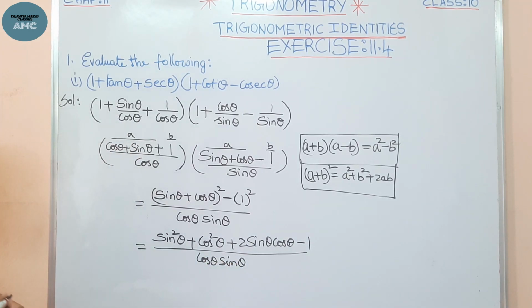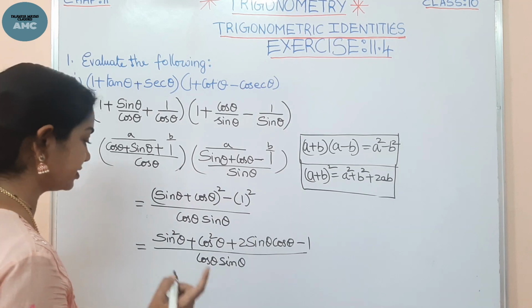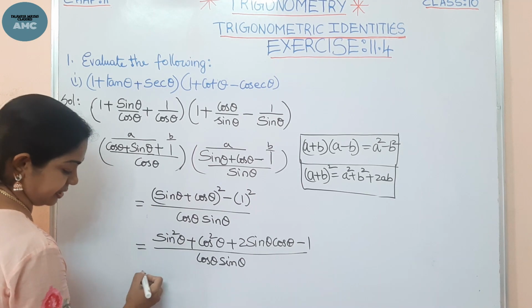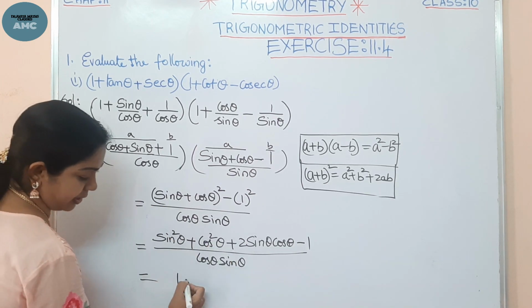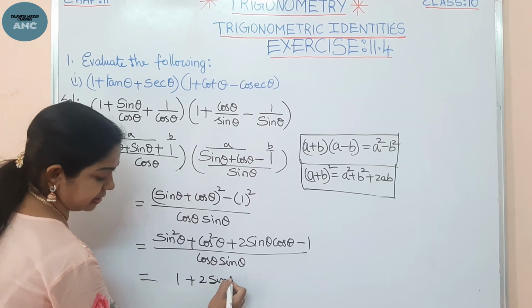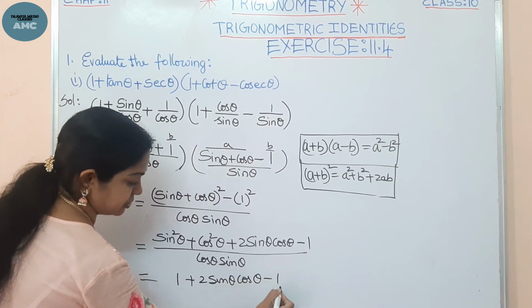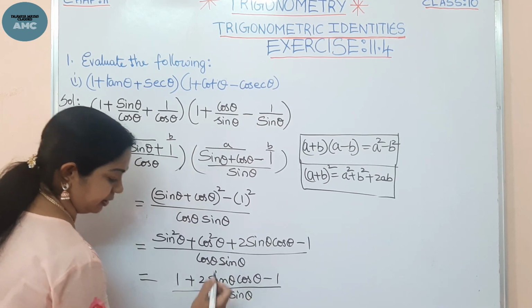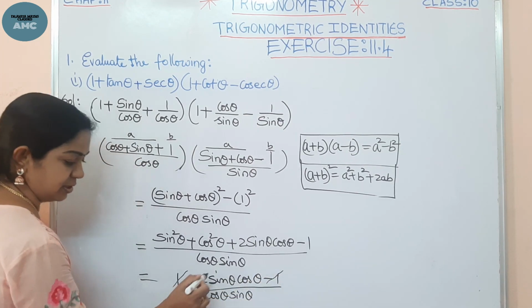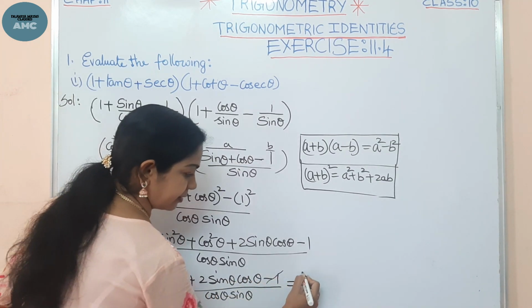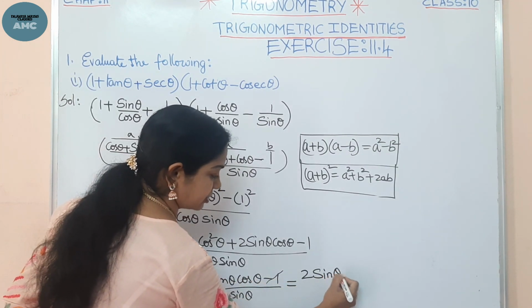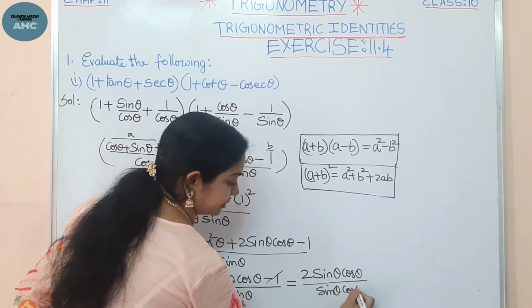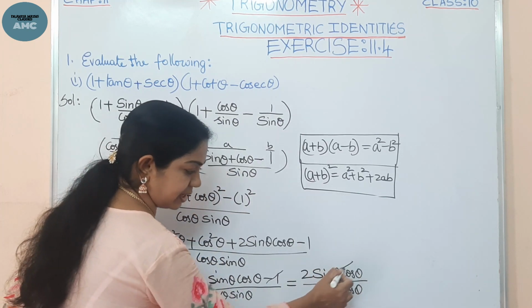Right. Now here we will be using the identity. What does the first identity tell us? Sine square plus cos square is equal to 1. That is the first identity. So this comes to 1 plus 2 sine theta cos theta minus 1 divided by cos theta by sine theta. Okay. Here you can cancel off minus 1 plus 1. So the remaining is just 2 sine theta cos theta divided by sine theta cos theta. Here sine cos, cos sine, you can also cancel these two.